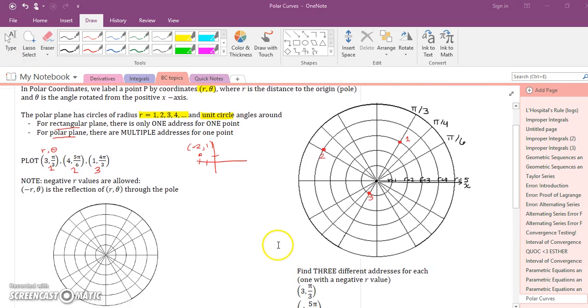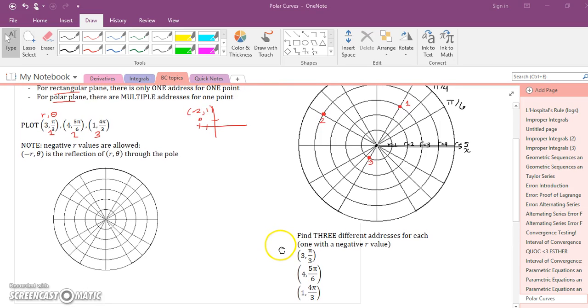Now you can have negative r values. So let's say we have (-r, theta) and (r, theta). They're going to be reflections through the pole. So let's put some actual values here to make this easier to visualize. Let's do (3, pi/4), which would be 1, 2, 3, and pi over 4 is the one in the middle always. So here's 3 pi over 4.